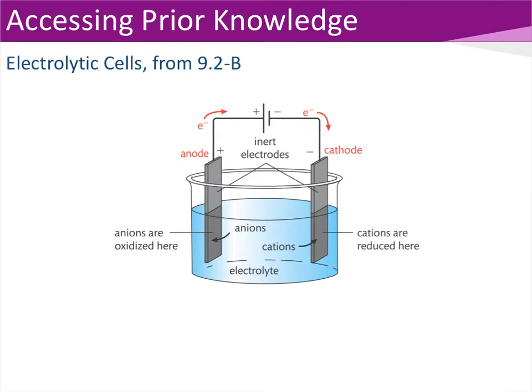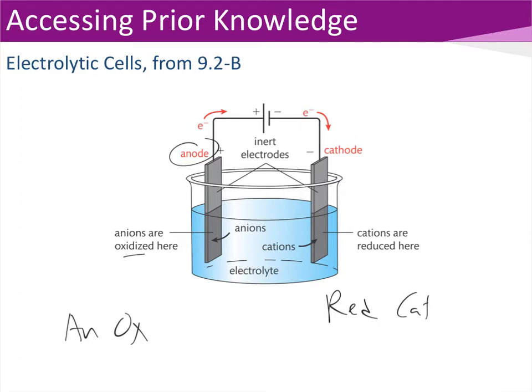In terms of accessing your prior knowledge, it will be helpful to remember electrolytic cells from 9.2b, specifically that there is a power supply for an electrolytic cell that pushes electrons towards the cathode so that the cathode has a negative charge. Cations are attracted to that cathode, and this is where reduction takes place. So, red cat still works. The reduction happens at the cathode. An ox still works, as the anode is where oxidation takes place. So it'll be helpful for you to remember this.